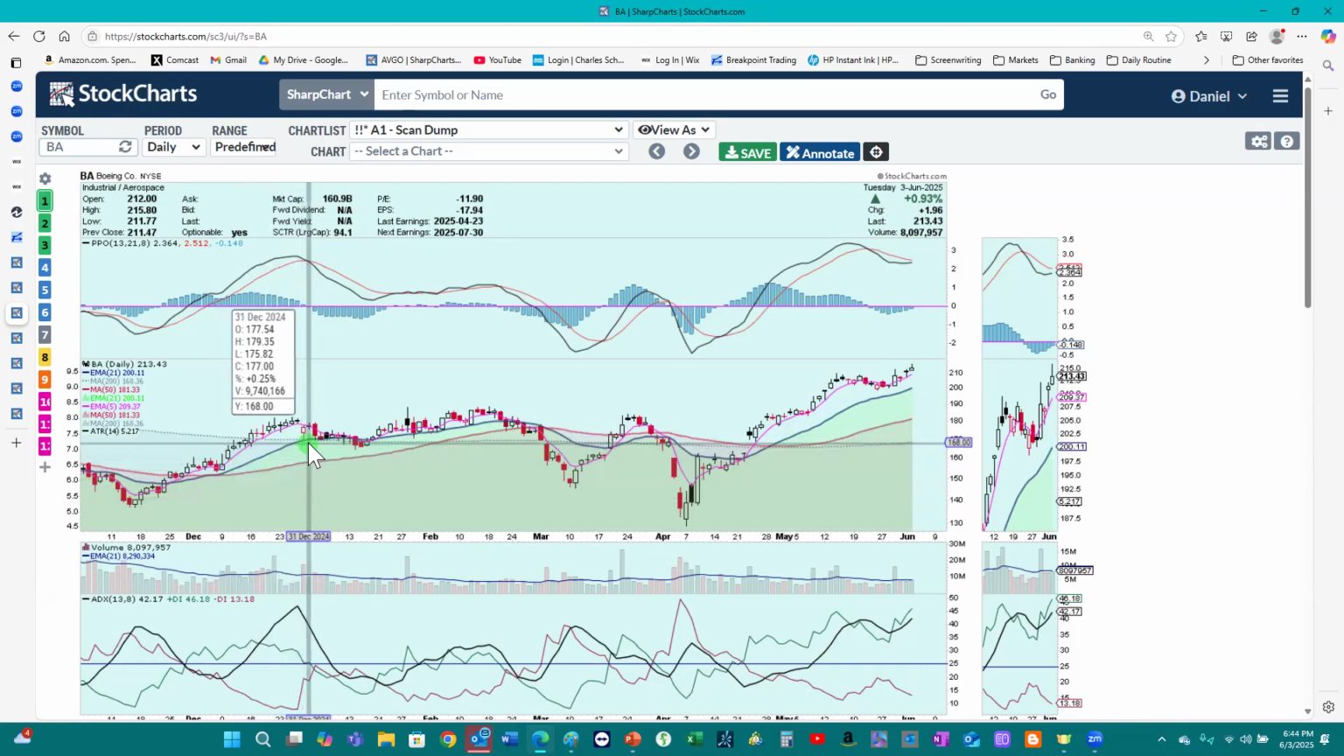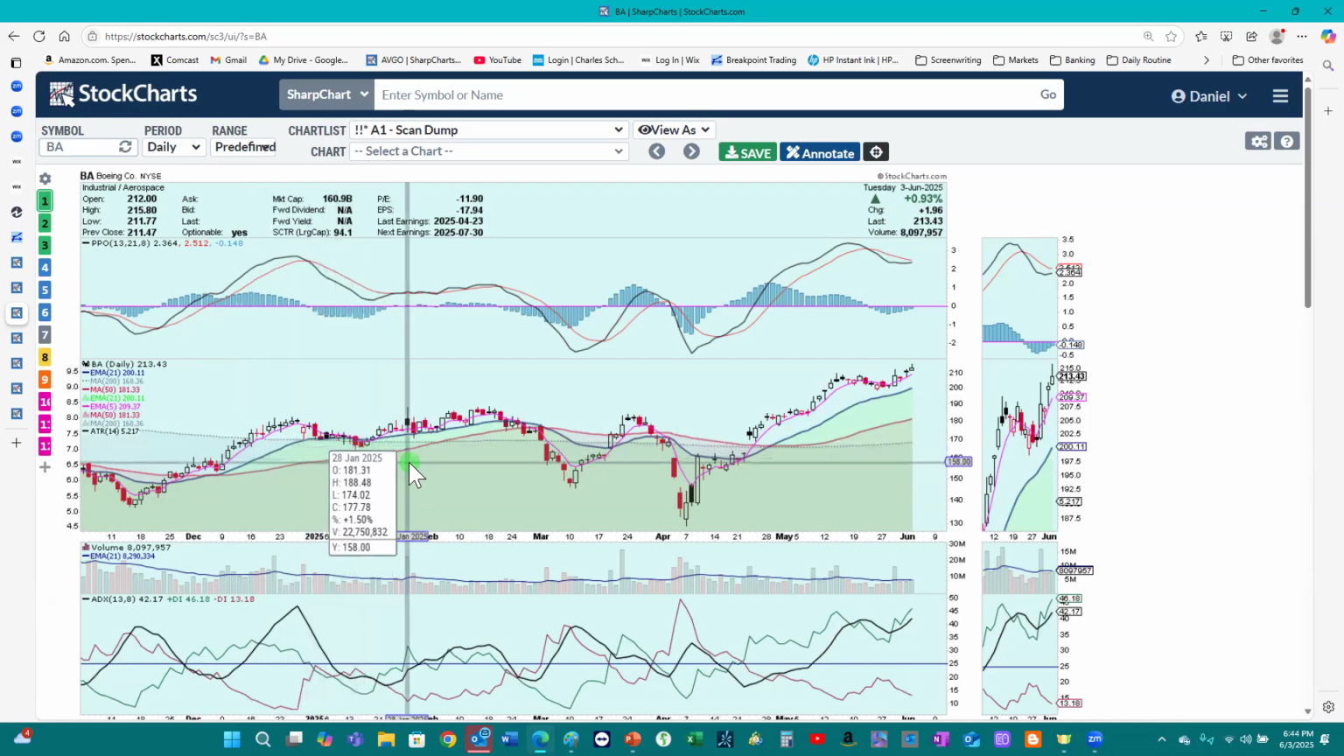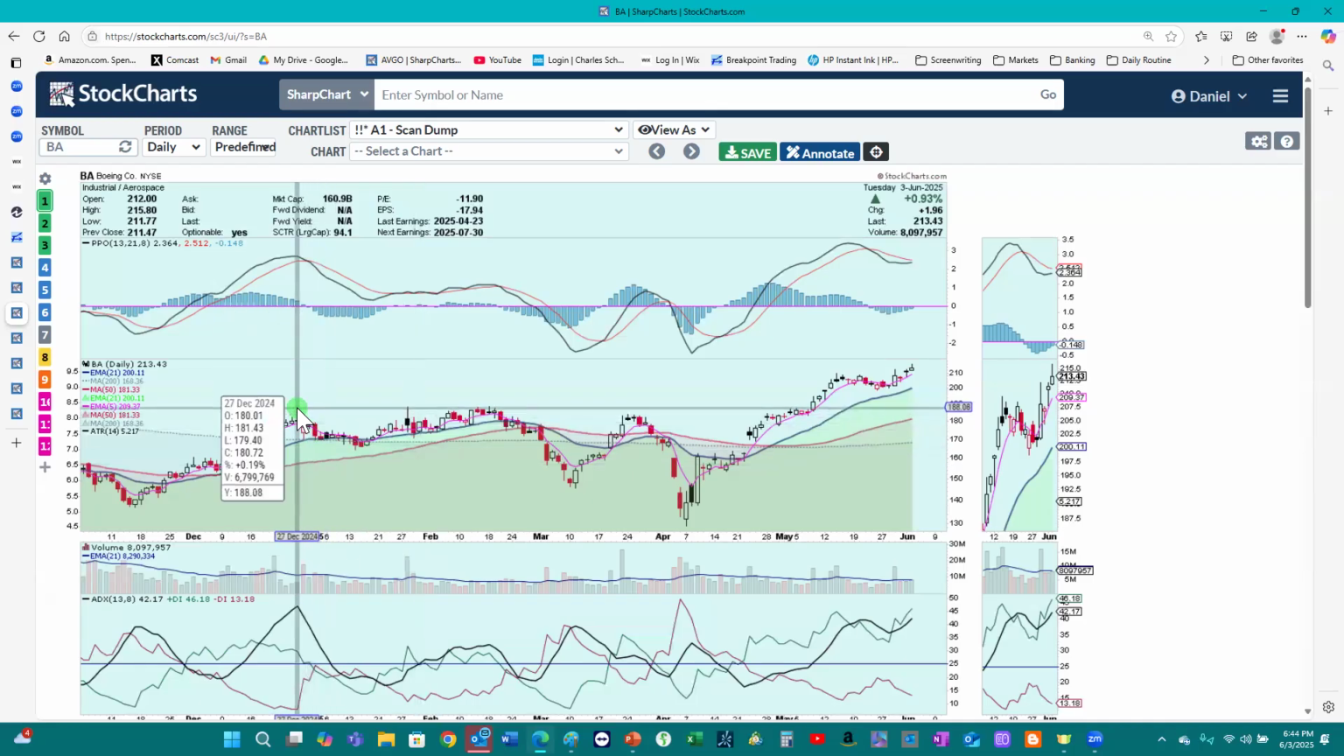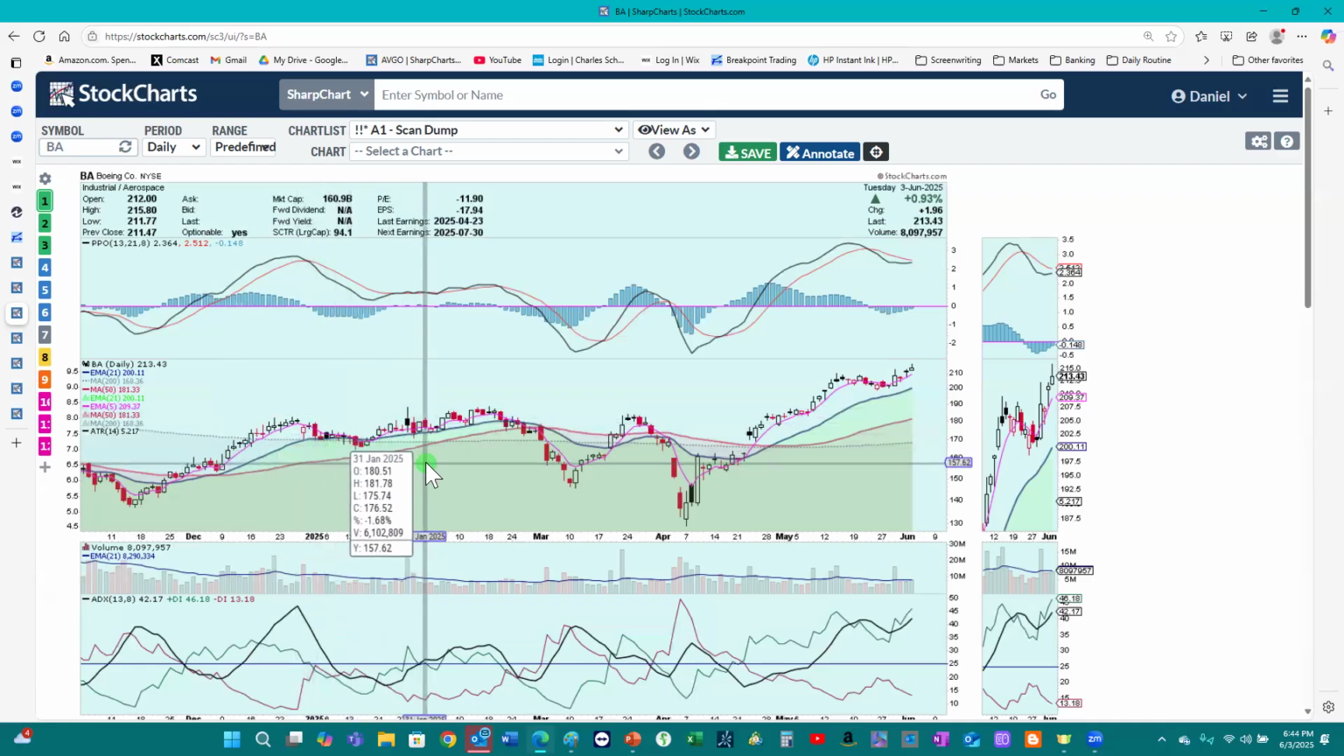So we're right here. The date is December 31st. So let's go over here to January 30th. And remember, you sold the call for 185. January 31st, right here, it closed at 176. See in that little box, the close right there, 176. So you would keep your stock and you would keep the premium for selling that call.